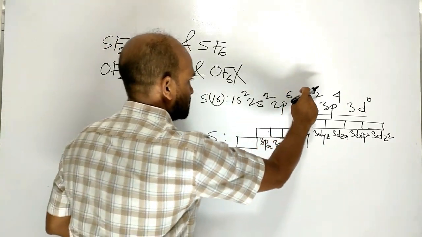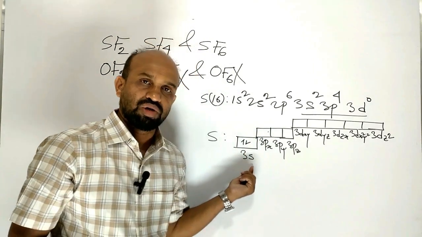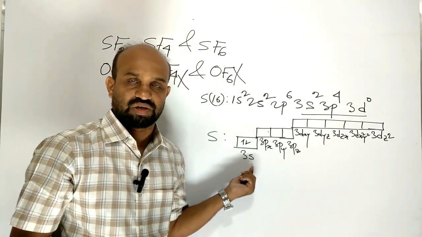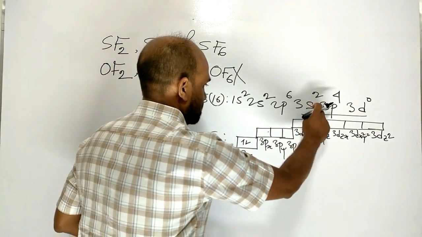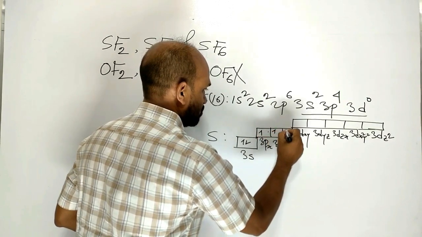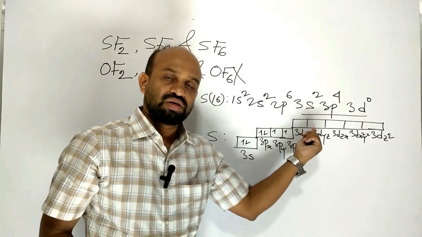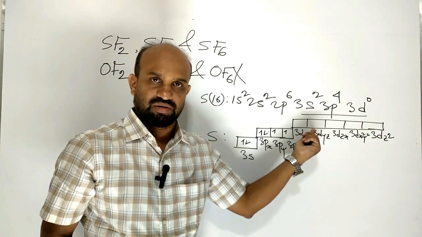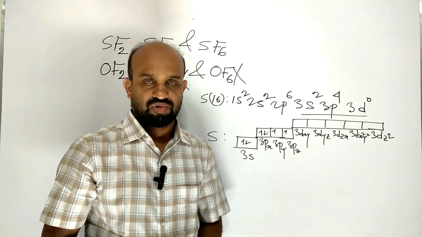The 3s orbital contains 2 electrons. Electrons will enter lower energy orbitals first according to the Aufbau principle. Then the 3p orbitals contain 4 electrons. But the 3d orbitals remain vacant. Now let's see the formation of sulfur difluoride.